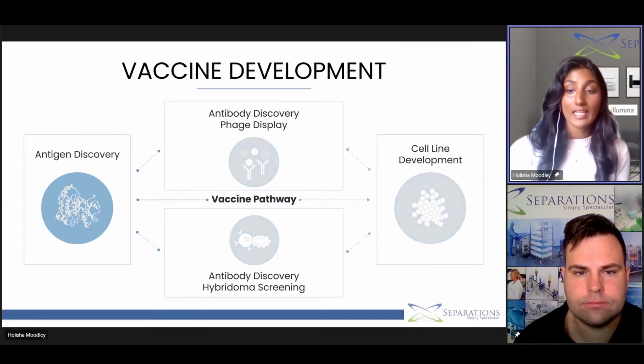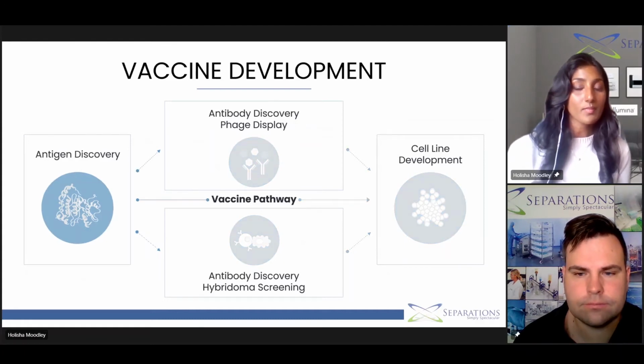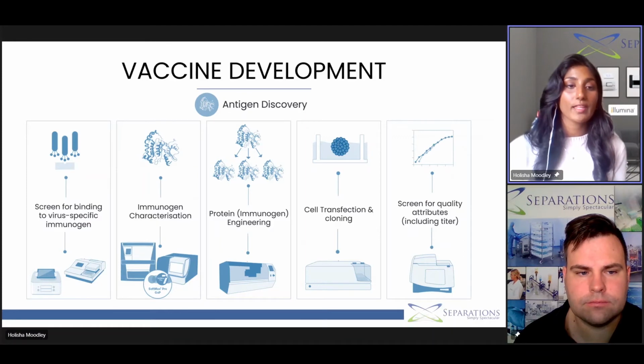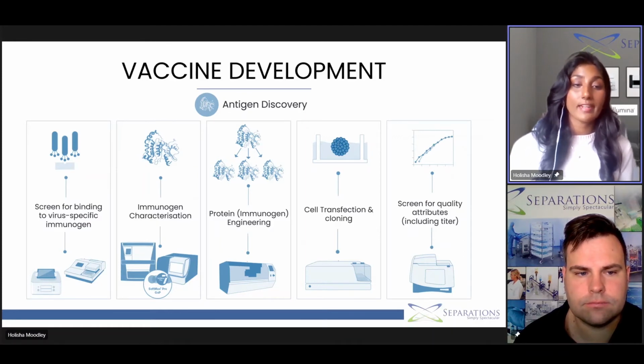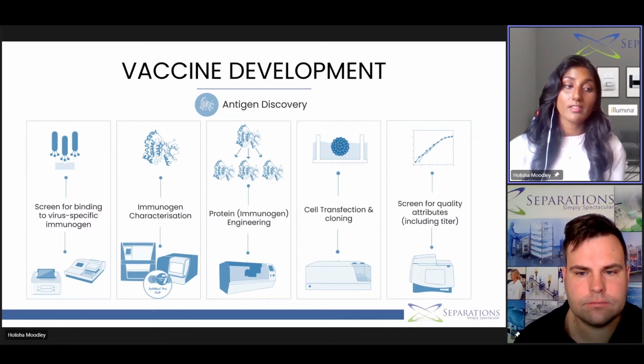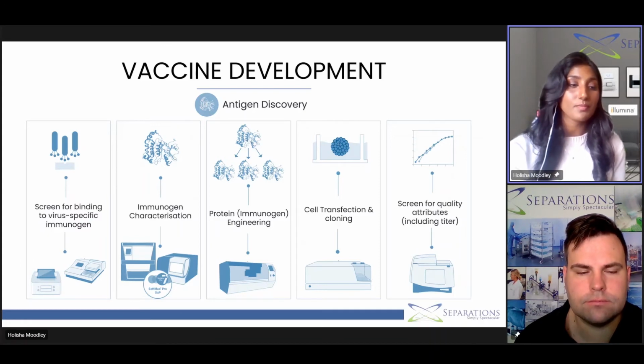We'll start off with antigen discovery. If we go into this workflow, there are various different steps that we can move through. The first step is to screen for binding to virus-specific immunogens. There are very powerful tools that we can use in this stage to display and screen for millions of antibodies against viral antigens. One of these is using phage display, for instance. Those with a high binding affinity will then be considered as potential vaccine targets or candidates.